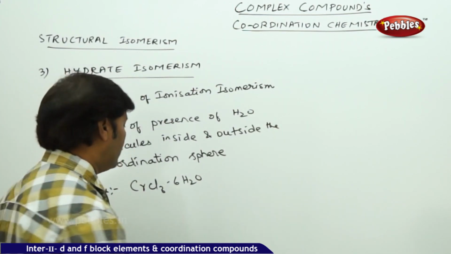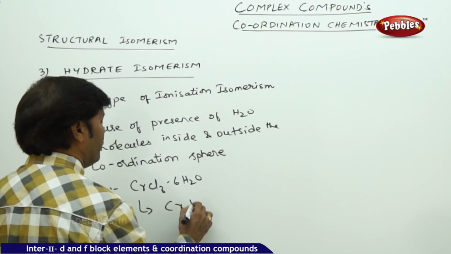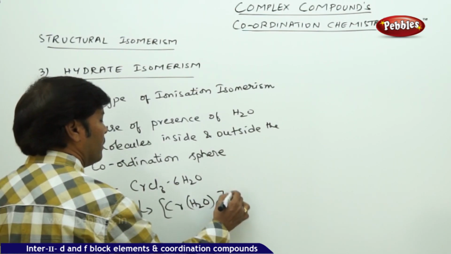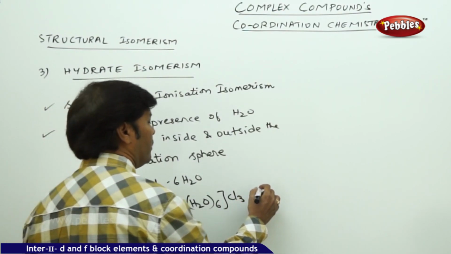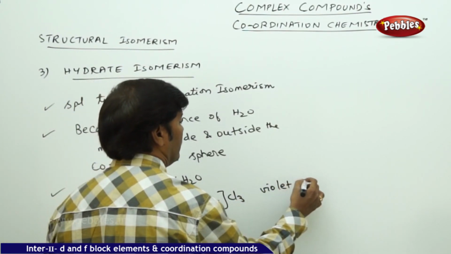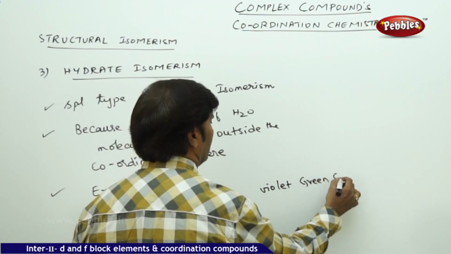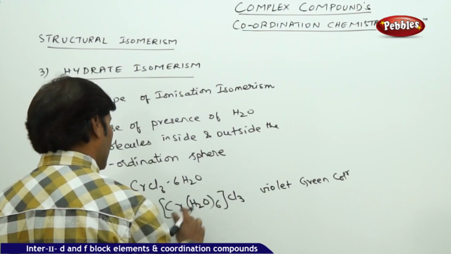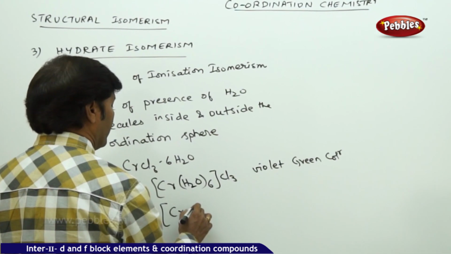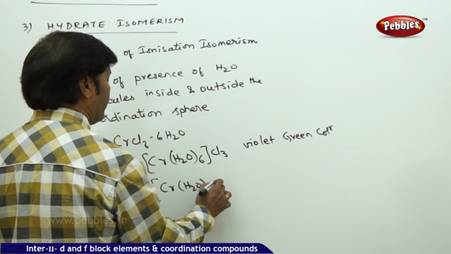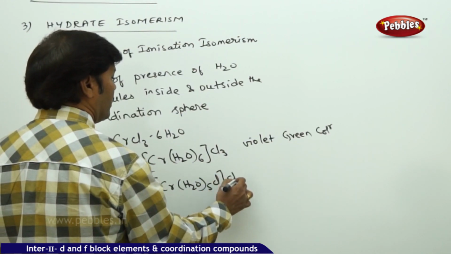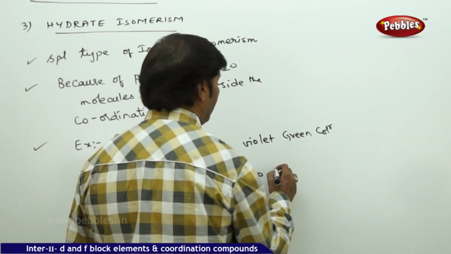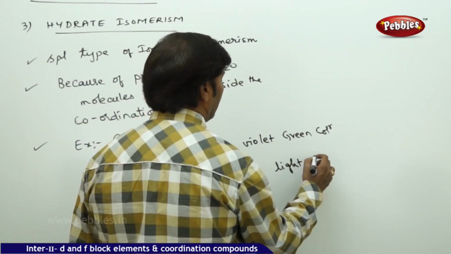That is, you can take chromium of H2O taken 6 times, Cl3. So here you get violet green color. The next case, bring one water molecule outside and take a chloro group inside. So chromium of H2O taken 5 times, Cl, Cl2, H2O. This is light green color.